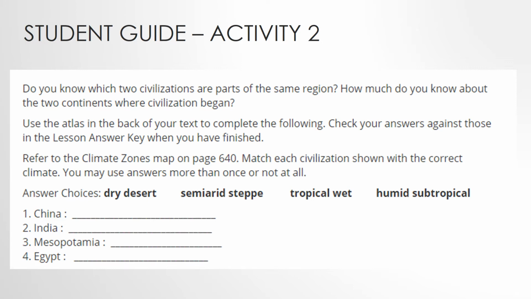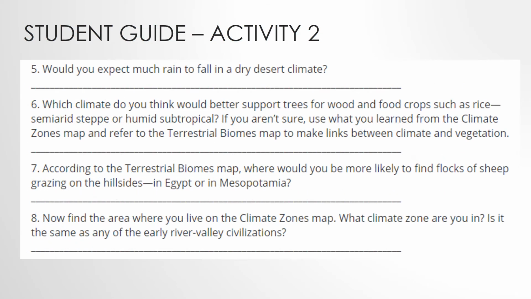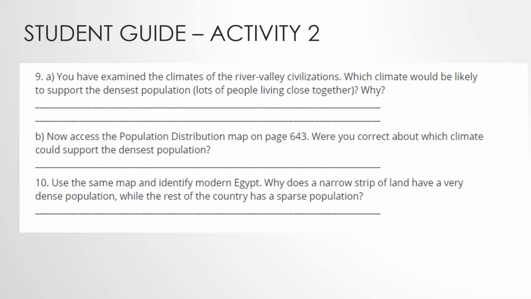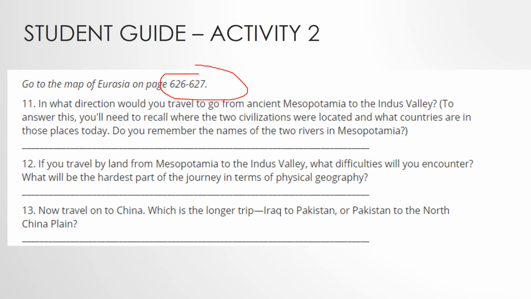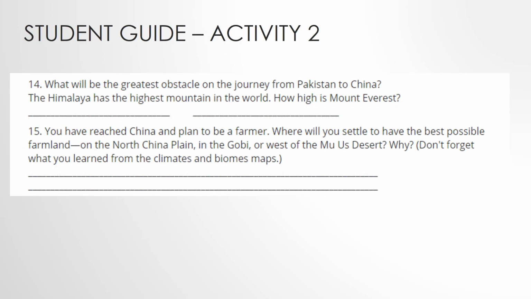So as you can see, the student guide is where we have all of these questions. We're going to start out with climate, and then we will continue with climate. It's asking all about climate zone. It has several other questions, and as you can see, it will refer you to the correct page. So if we're talking about a population distribution map on 643, it'll guide you to where you need to look in your book. You are going to look on 626 and 627, the map of Eurasia, to answer questions, and then finish up with questions 14 and 15.